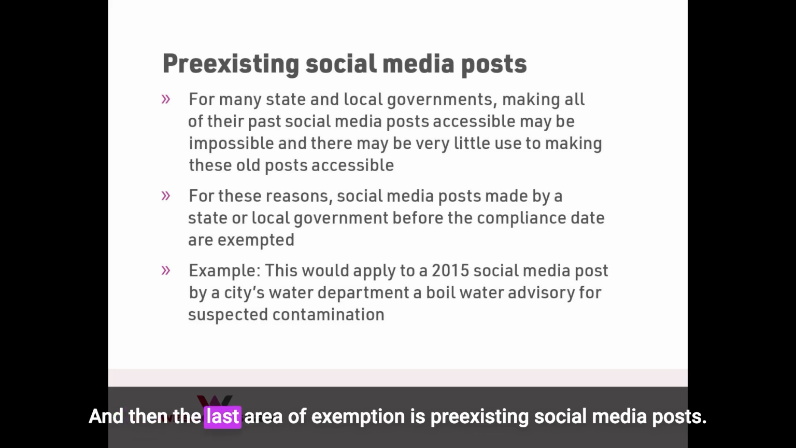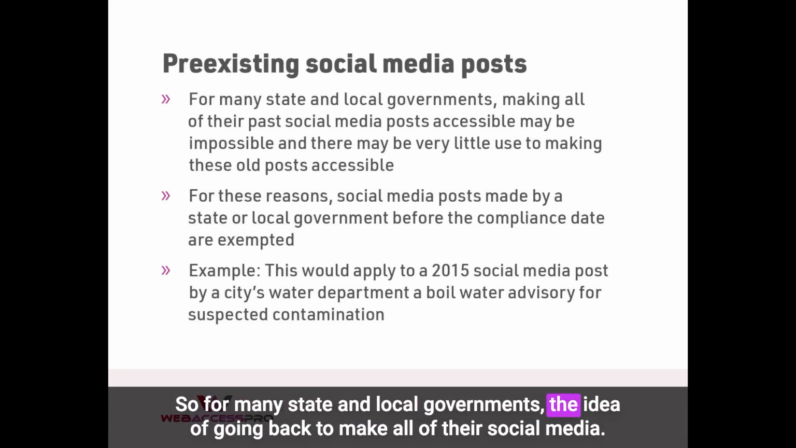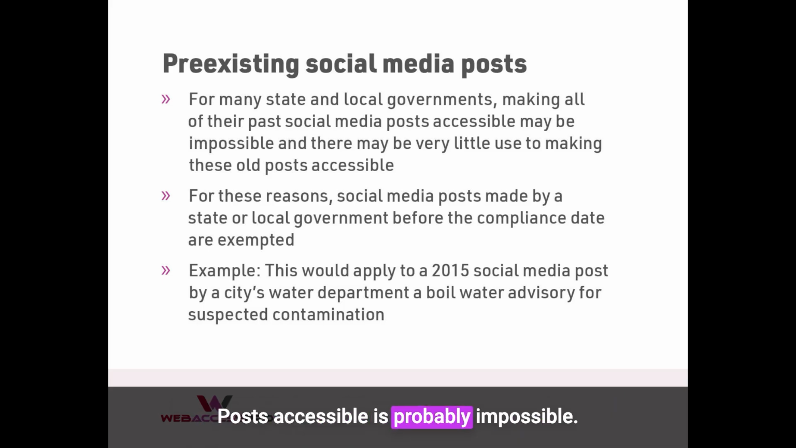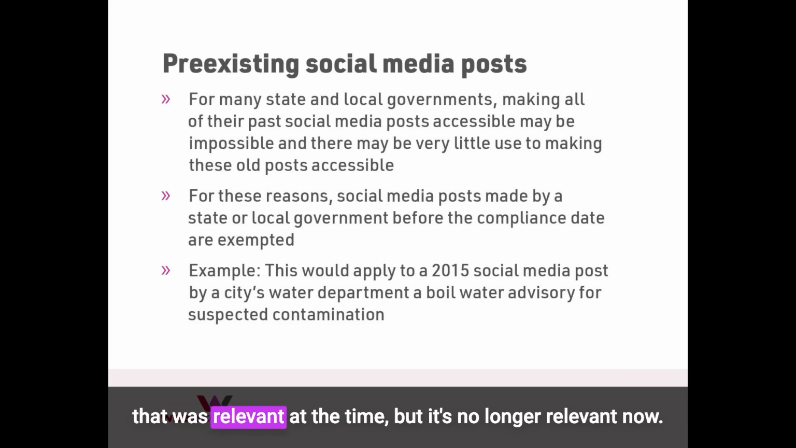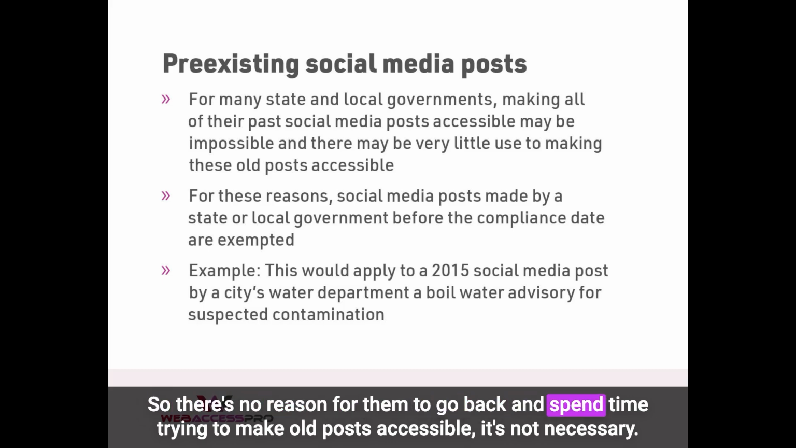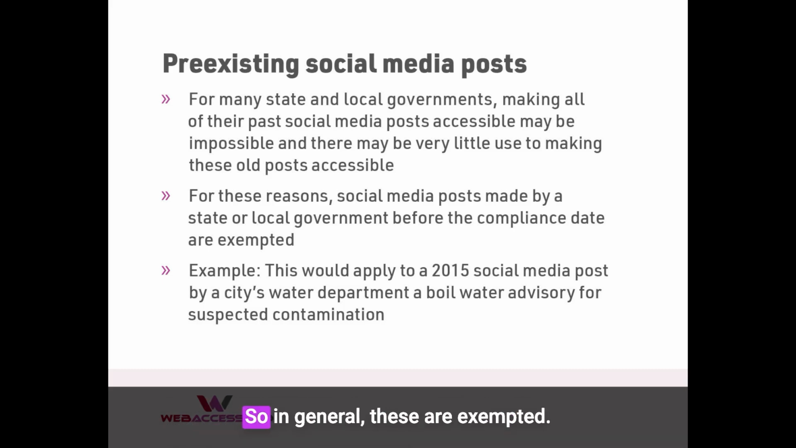And then the last area of exemption is pre-existing social media posts. So for many state and local governments, the idea of going back to make all of their social media posts accessible is probably impossible. And there's probably also little use to doing that because typically social media posts are regarding current content, like content that was relevant at the time but is no longer relevant now. So there's no reason for them to go back and spend time trying to make old posts accessible. It's not necessary. So in general, these are exempted.